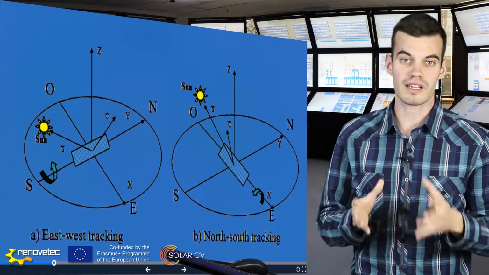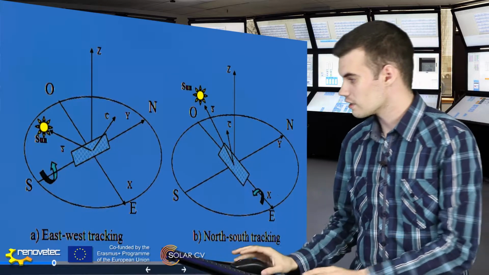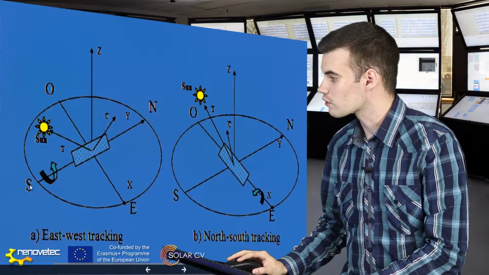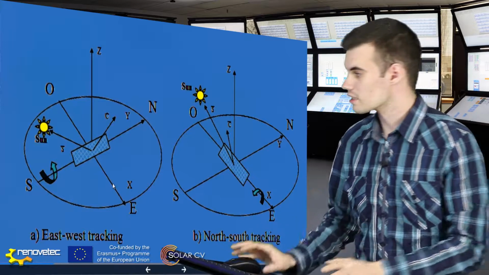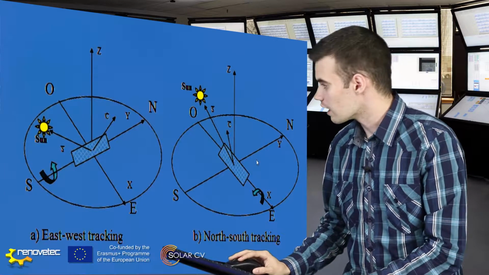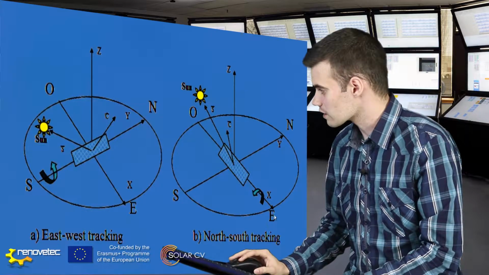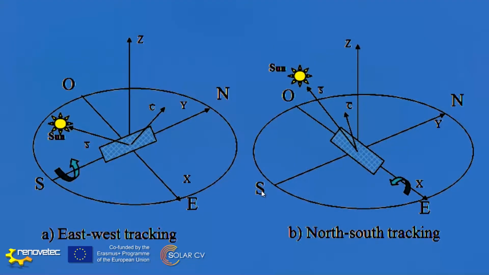The two main solar tracking systems are east-west orientation and north-south orientation. In the east-west tracking system, the absorber tube is oriented in the north-south line, and the tracking system is oriented in the east-west orientation. And in the other, the north-south tracking system, the absorber tube is oriented in the east-west orientation, and our parabolic trough is being moved in the north-south orientation.